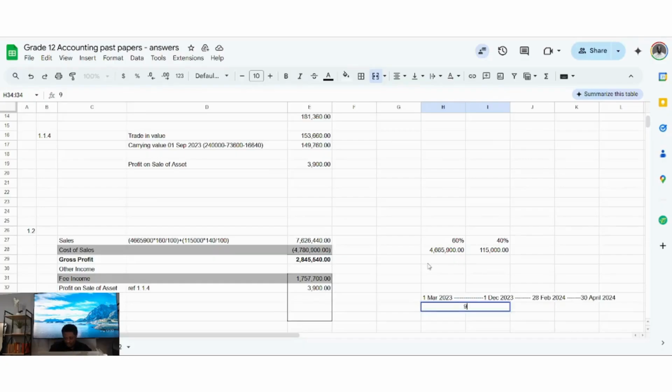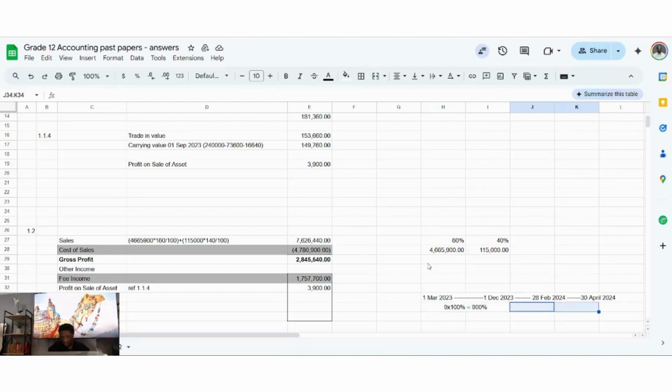So we're going to say, well, 9 times 100% is basically going to give us 900%. Okay. And then after that, we received the rent from March up until this date. So from 1 December until the 30th of April 2024. So now, how many months is that?